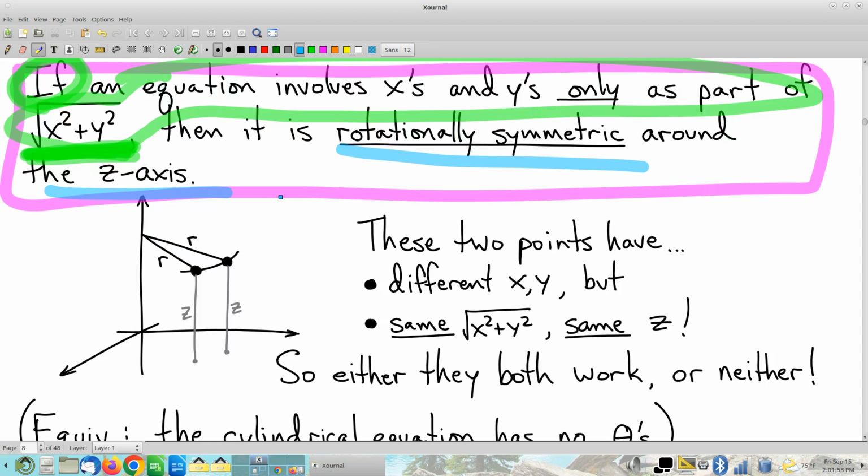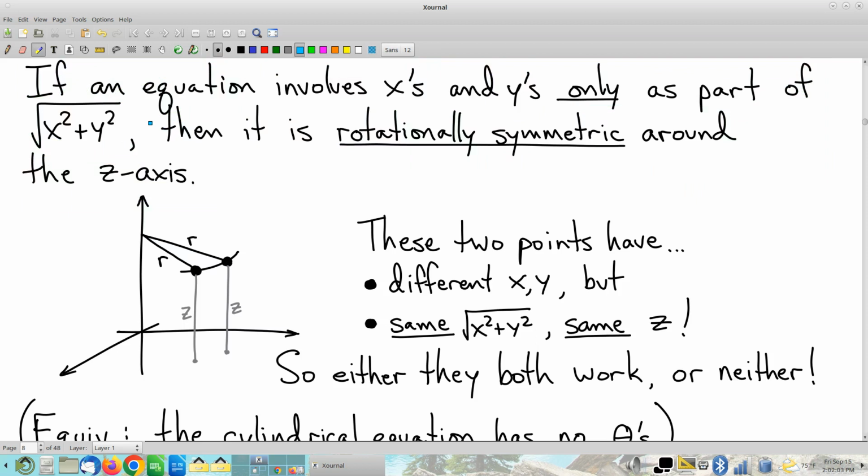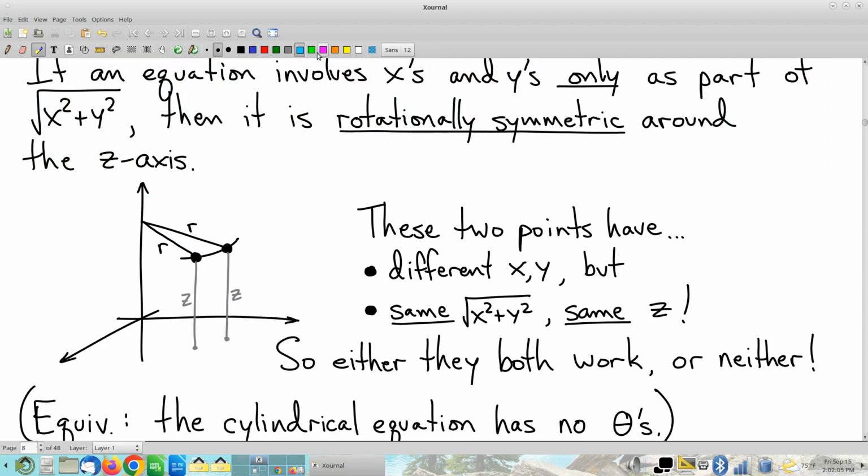Now let me try to persuade you that this is true. Let's look at a point here. That point's got an x, y, and a z. And now I'm going to imagine rotating. Let's see here. How am I going to do this? You're going to imagine rotating around the z-axis, which produces a bunch of other points, but let's focus our attention on this one.